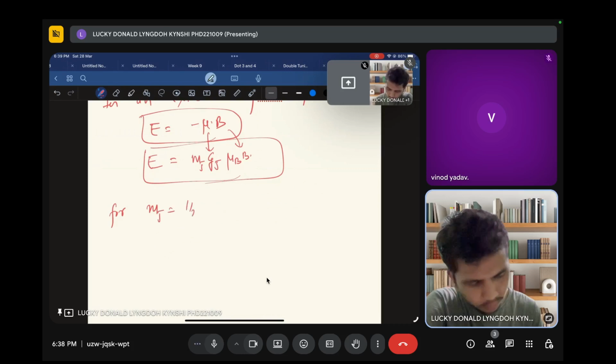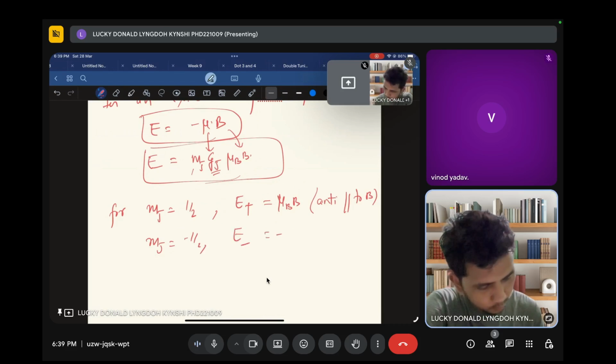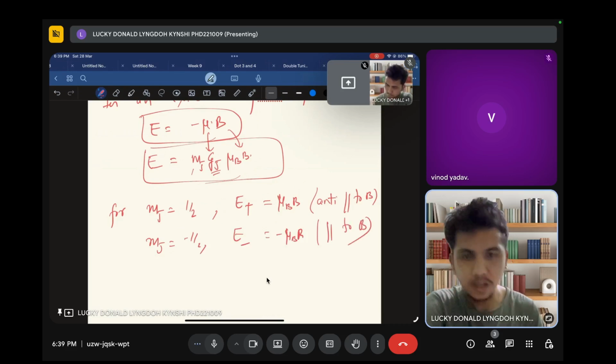Fine. Now for MJ equal to half, E plus will be simply what? This is equal to 2, this is equal to half, so it will get cancelled, and will be simply mu B B. This is called anti-parallel to magnetic field B. Whereas MJ equal to minus of half, we have E minus is equal to minus of mu B B, which is parallel to B. So what does it mean?